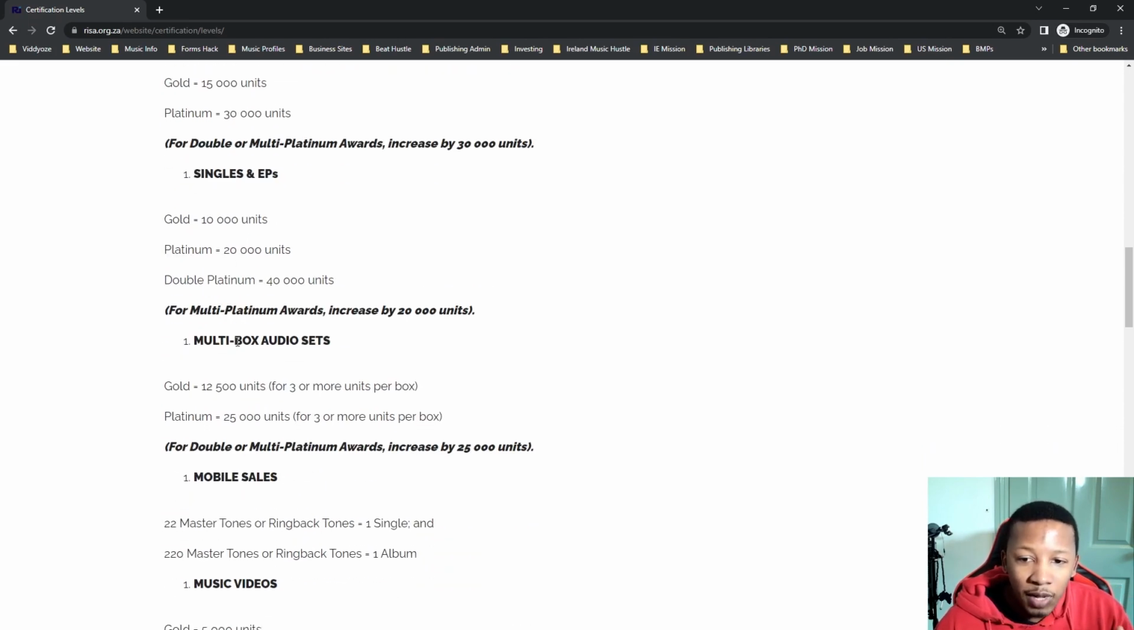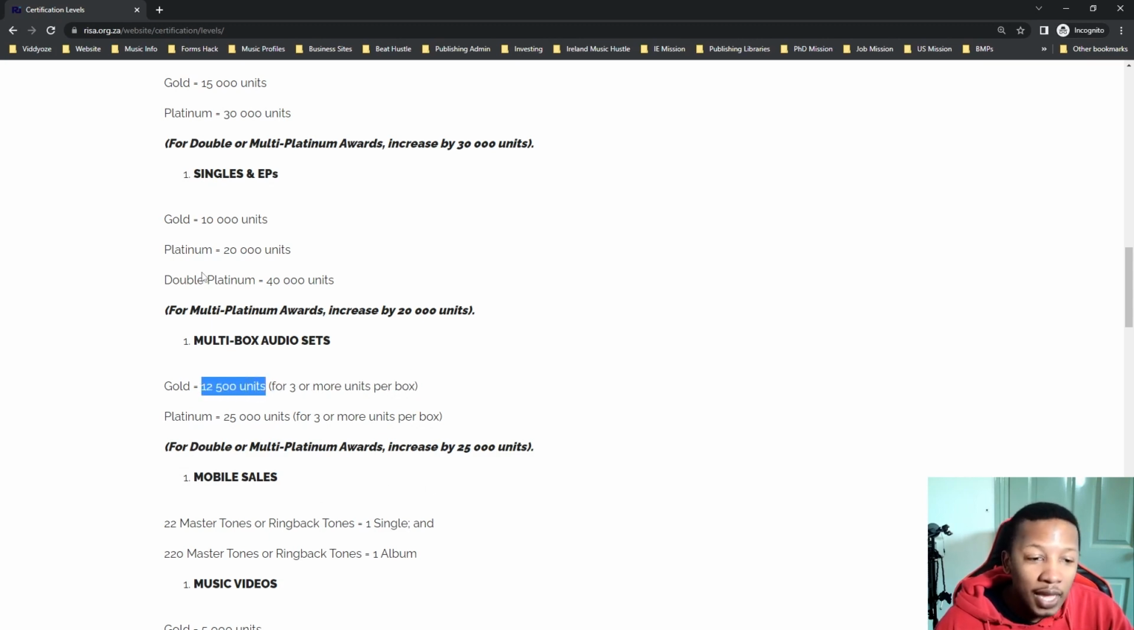Now multi-box audio sets, this is typically if you're packaging your albums, your singles, or your EPs, if you're selling two in one box, then there are slightly higher units, because technically one sale is actually two. If you have two CDs, it's two, if you have three CDs, it's actually three. But they've realized people are using that as a loophole. So this is for three or more units per box.